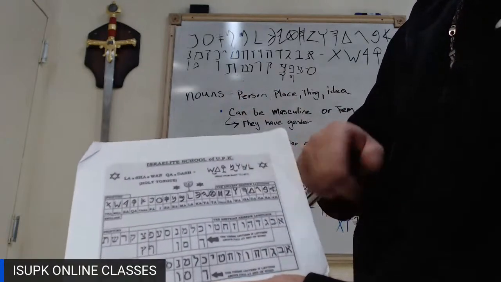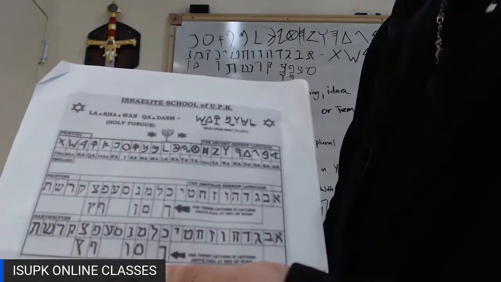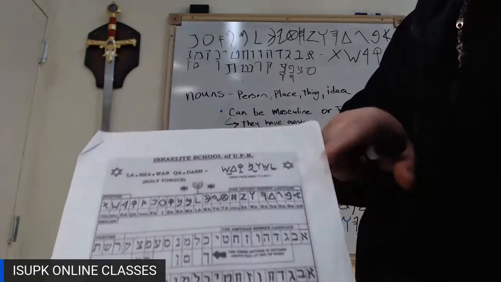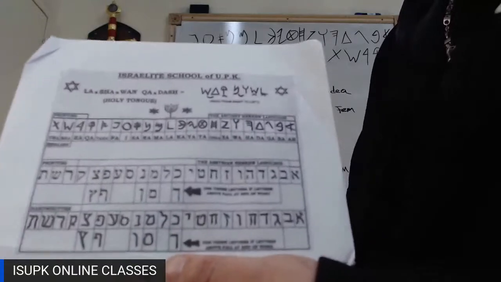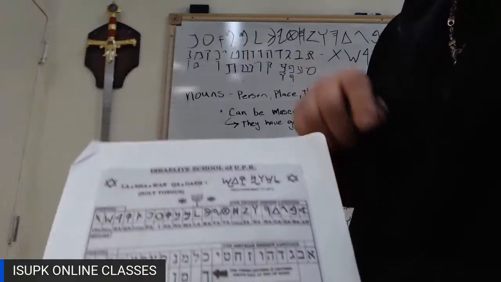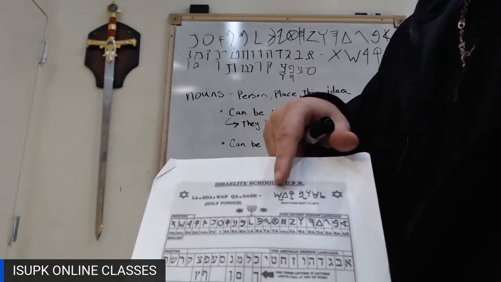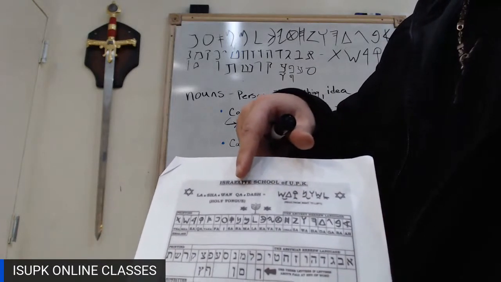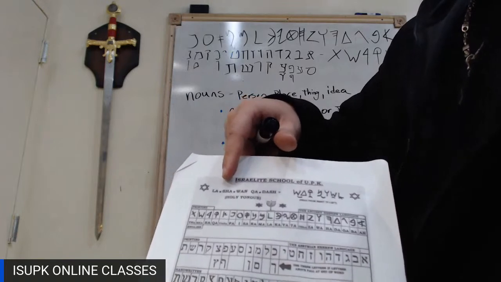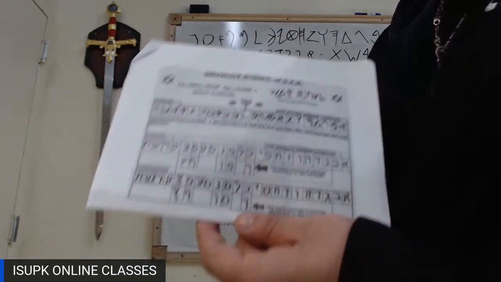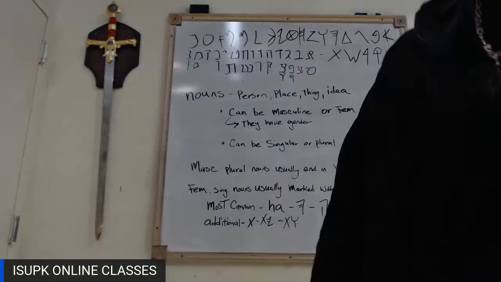All of these letters are interchangeable with each other. You understand? So this is an ah, ah being the letter sound and vocalization. So ah, ba, ga, da, ha, wa, za, cha, ta, ya, ka, la, ma, na, sa, I, pa, ta, za, kwa, ra, sha, and tha. So make sure that you have this sheet to be able to follow along.